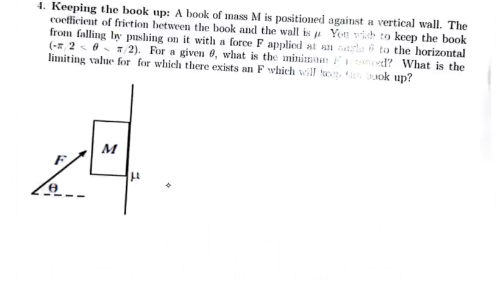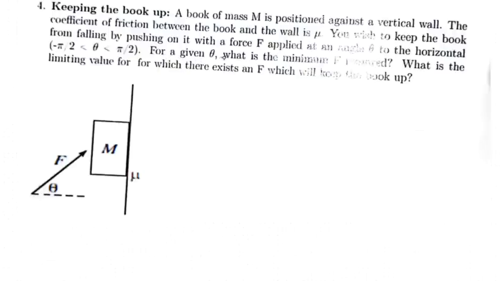In this video, we'll be solving a question involving a book pushed on the wall, and the question says, a book of mass M is positioned against a vertical wall. The coefficient of friction between the book and the wall is mu. You wish to keep the book from falling by pushing on it with a force F applied at an angle theta to the horizontal. Then you have the condition for the angle theta as shown.